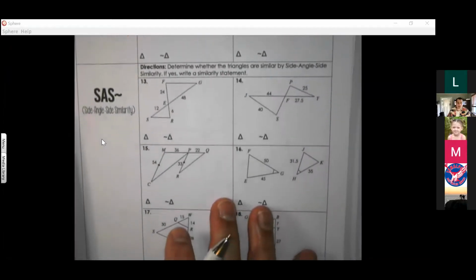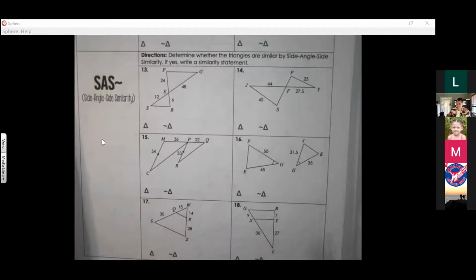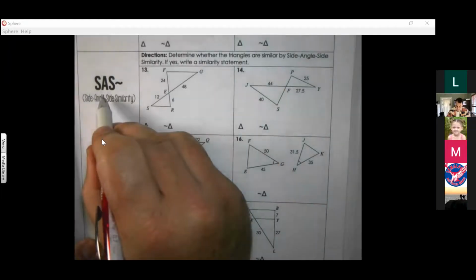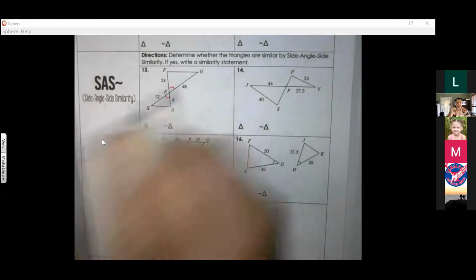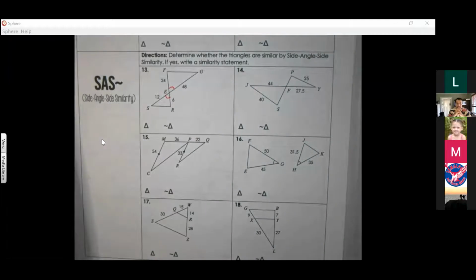Okay, we're going to move down here to the next one, side angle side similarity. This is the third and the last theorem that proves triangles are similar. And it's kind of a hybrid of the other two. It's not quite as easy as angle-angle similarity, but there is an angle. So for instance, here we see that this angle is vertical. I can mark that that's congruent. I don't have to do any hard work on that.